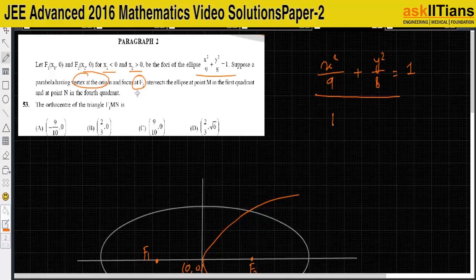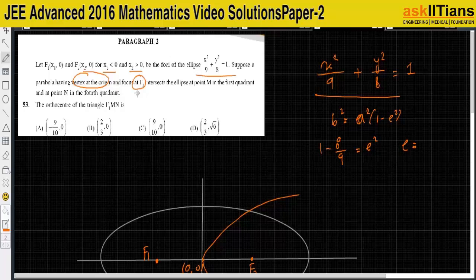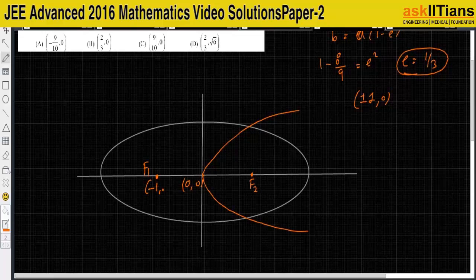Here we know that b square is equal to a square into 1 minus e square. So b square is 8 by 9, and 1 minus 8 by 9 is e square. So from here I'll get e equal to 1 by 3. Right, if e is 1 by 3, then ae comma 0 will be 1 comma 0 and minus 1 comma 0, right? So this point is actually minus 1 comma 0 and this point is actually plus 1 comma 0. Alright, so these two are the foci.